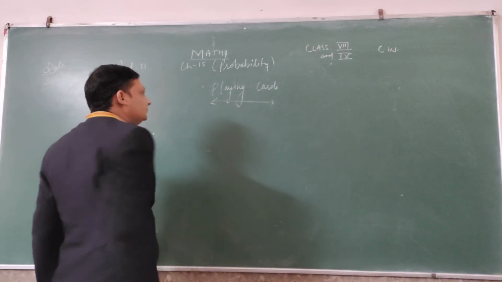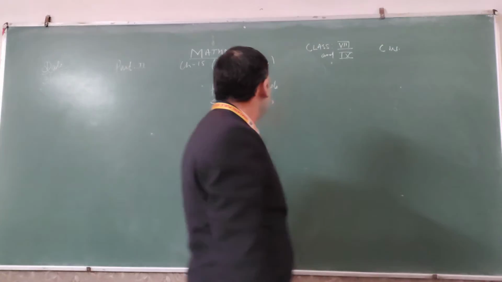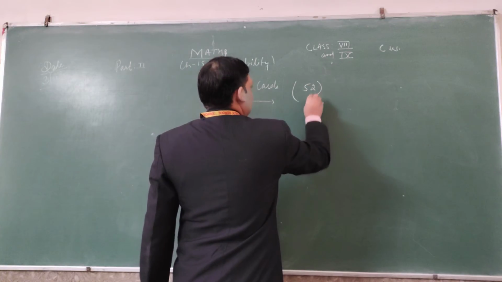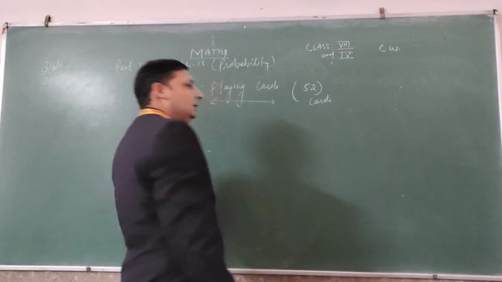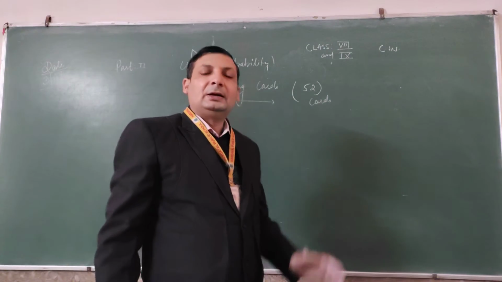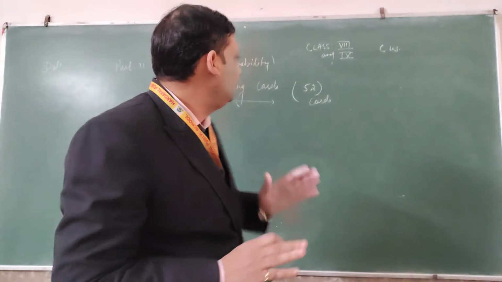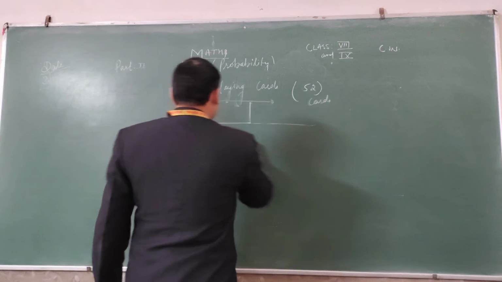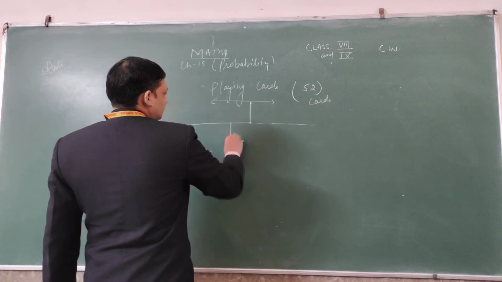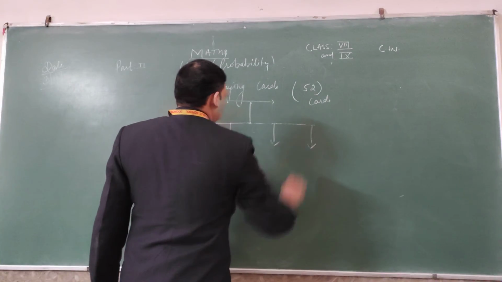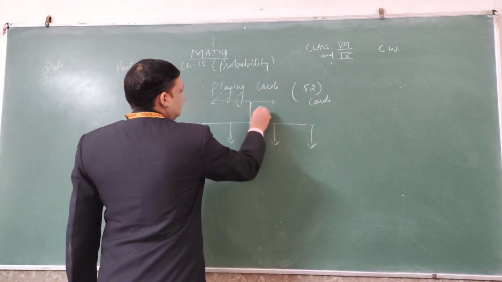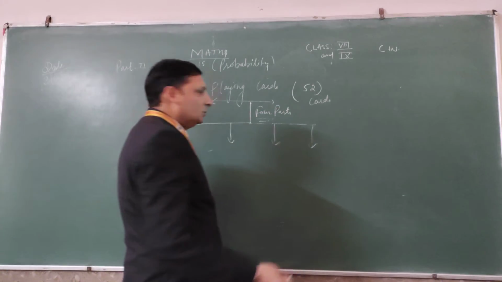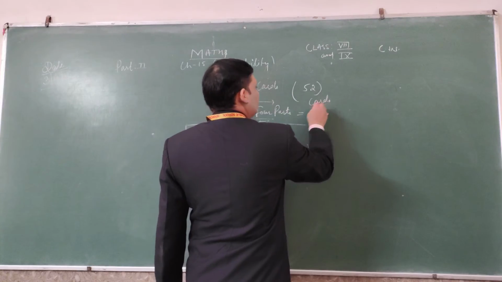As everyone knows, a playing card deck consists of 52 cards. Now these 52 cards are divided into 4 parts, and the 4 parts are also called suits.